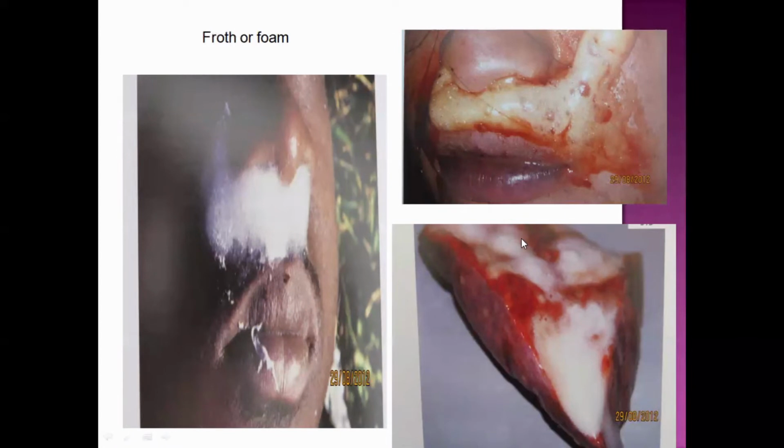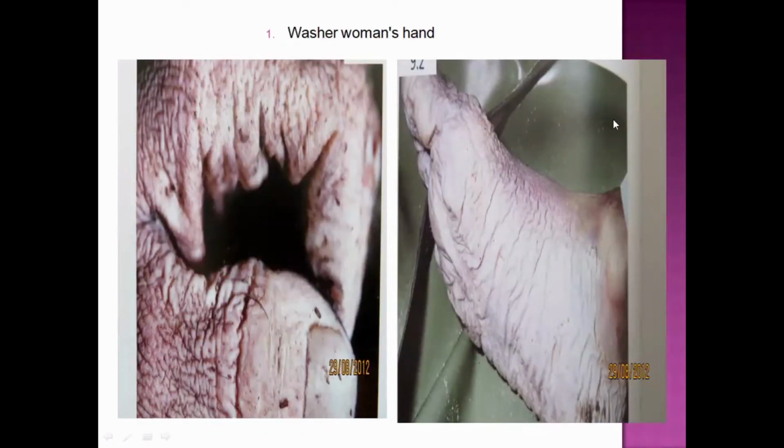There is also an exam question where, if I put this picture, people get confused. This is the dissected part of the lungs where you can see tenacious white froth. Don't get confused, just remember this picture. This is one of the important antemortem drowning findings. This is the washerwoman's hand. You can see wrinkled hand and feet.